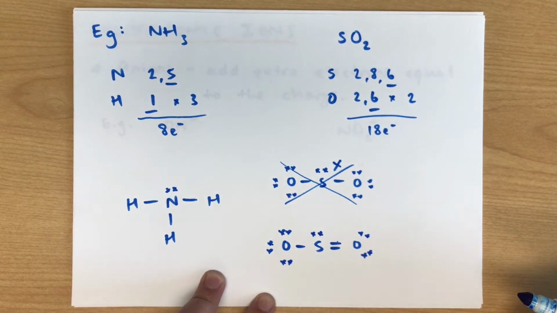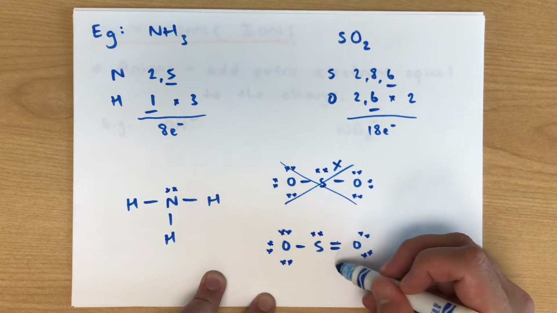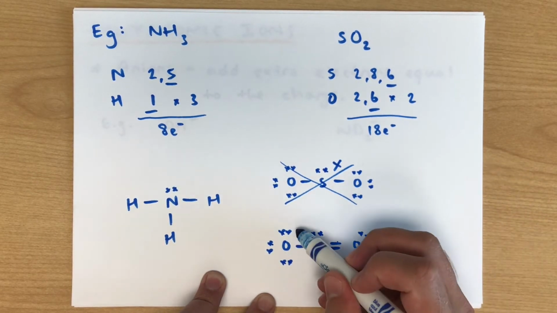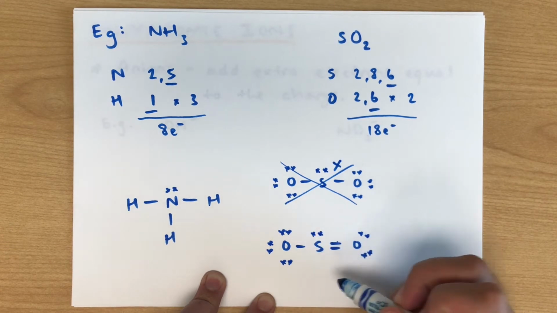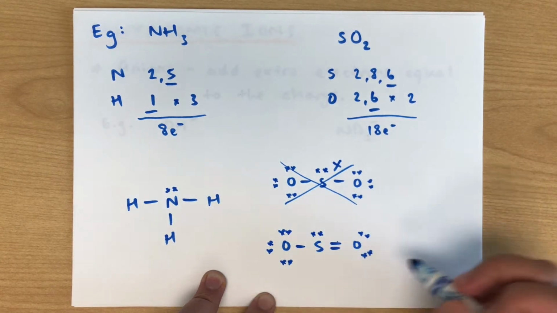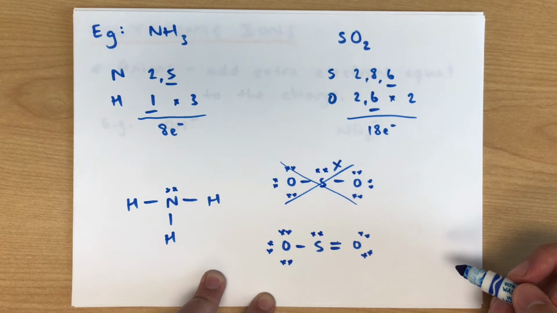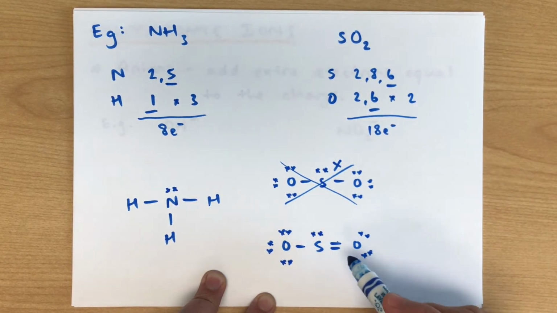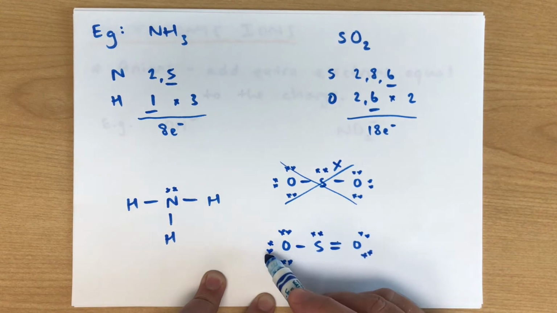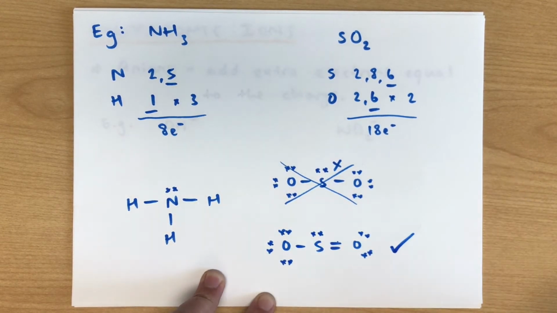Is this the correct Lewis structure? This oxygen has 8, yes. This oxygen has 8, yes. The sulfur now has 8, yes. So everybody has a full valence shell, everybody's stable, and I've used all 18 electrons. 2, 4, 6, 8, 10, 12, 14, 16, 18. So that is the correct Lewis structure.